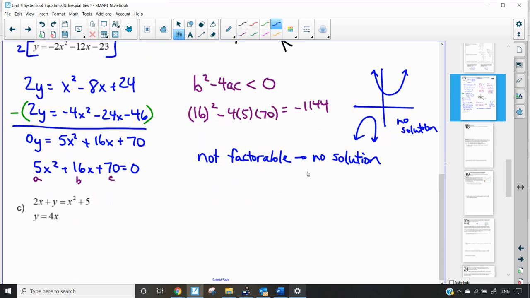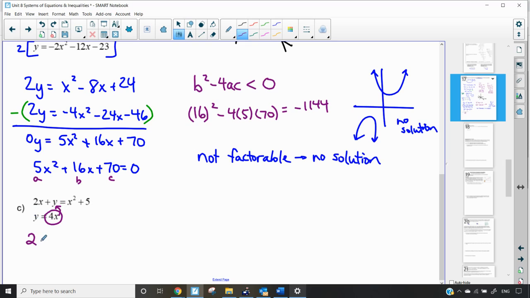So taking a look at one more example here with the methods, we're going to look at 2x plus y equals x squared plus 5 and y equals 4x. When we look at this equation here, we have a linear and we have a quadratic. One is already rearranged and set equal to y, so it would make sense that we start off with substitution. And I'm going to take this 4x right here, and I'm going to just sub it in for y.